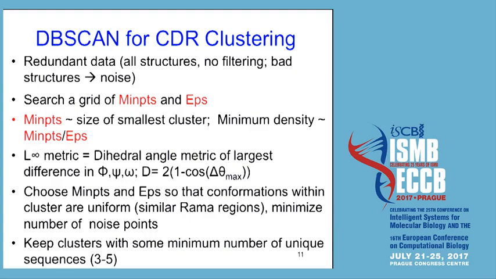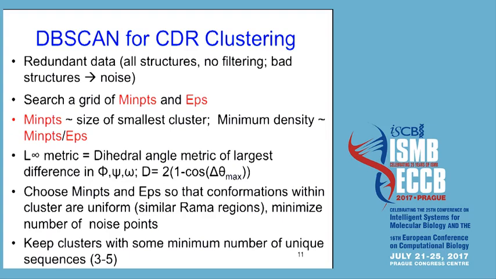We're going to choose those values so that conformations within the clusters are uniform. I want things in the same region of the Ramachandran map to be grouped together. And I don't want things on the left-hand side of the Rama map to be paired with things on the right-hand side in the same cluster at the same residue, for instance. Then we're trying to minimize the number of noise points. I don't want just tight clusters of points and have 50% of the data go into the noise. That would be useless.